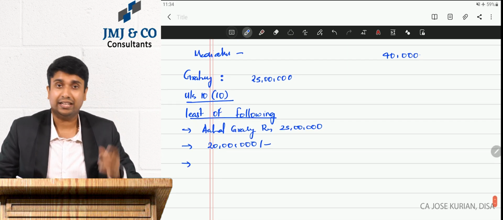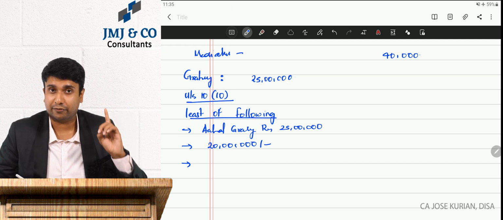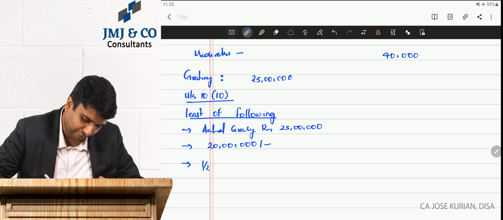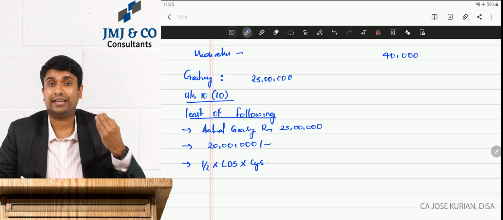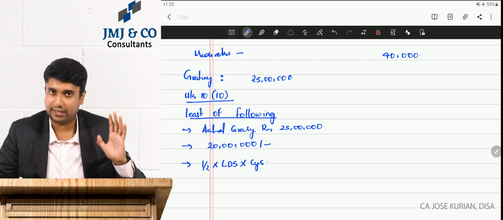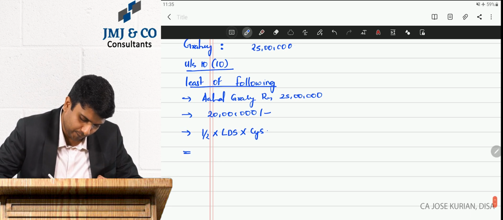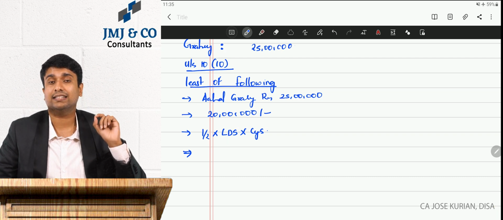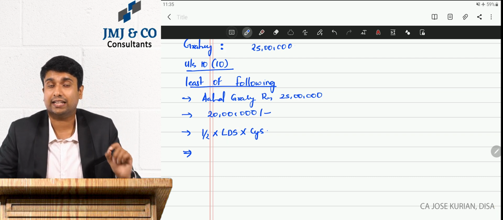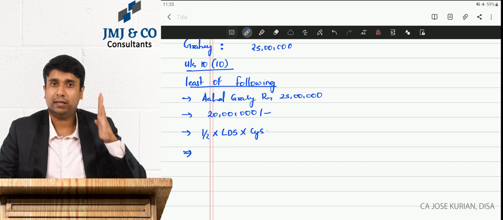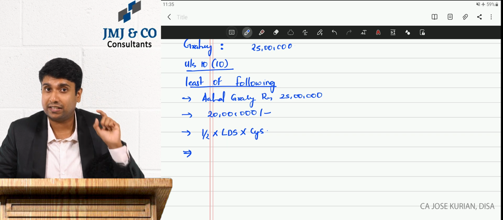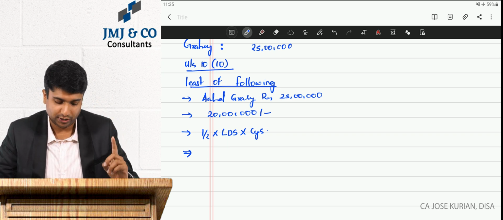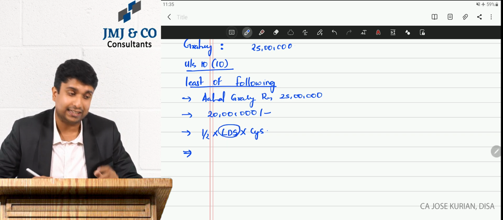And what is the third limit? If he is not covered under the Payment of Gratuity Act, then it is half month salary into last drawn salary into completed years of service, ignoring the months of service left. That's what the act says. Here there is a definition for salary. Salary means basic salary plus DA if it forms part of retirement benefits plus commission if it is expressed as a fixed percentage of turnover. That is the definition applicable for salary here.